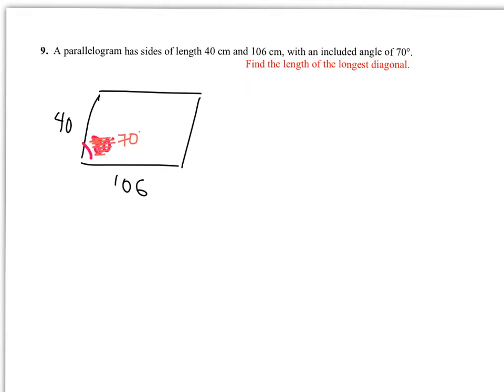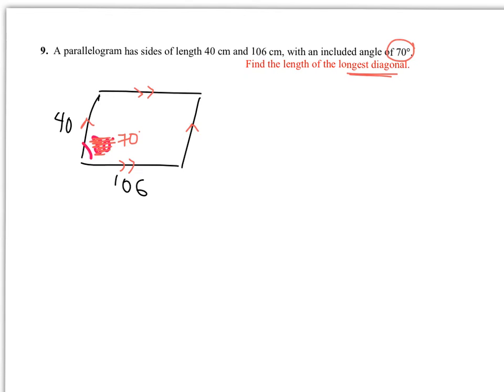Question 9 is a little strange. I think I had 80 and it's supposed to be 70 based on the given angle in the word problem. So remember, by definition, a parallelogram has opposite sides parallel and equal to each other. And we were asked to find the length of the longest diagonal.